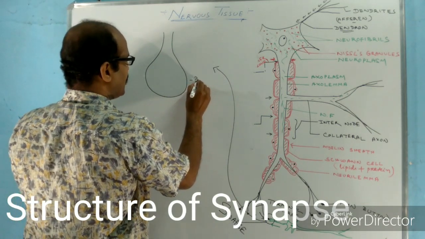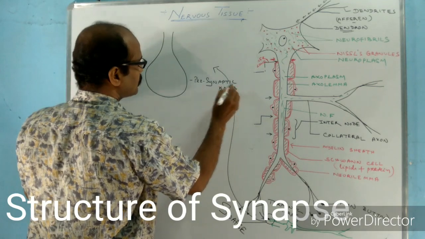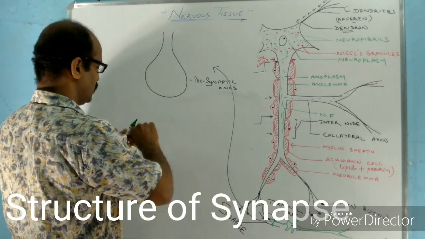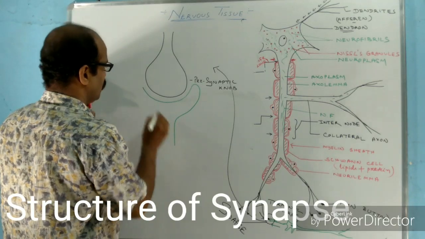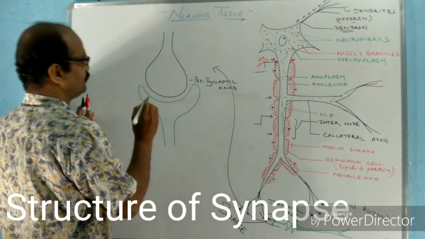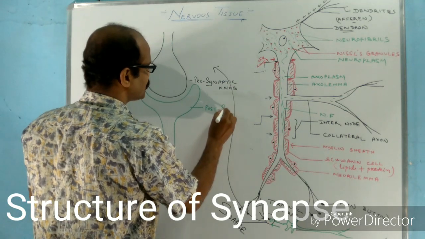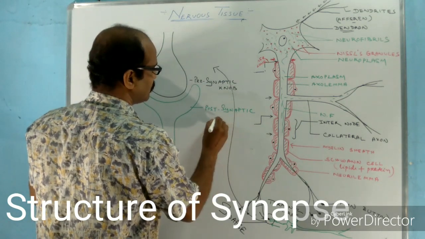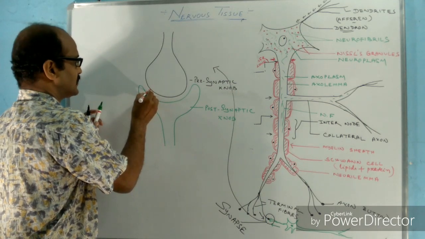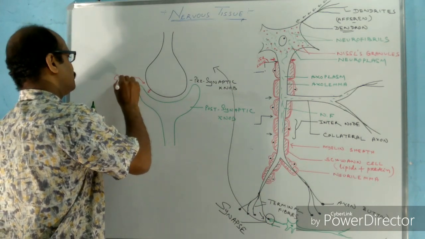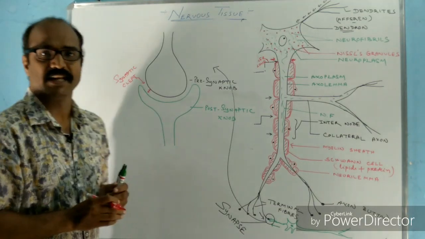This is known as the presynaptic knob. And the green color structure is the starting region of the dendron, or you can say the dendrites, which forms a cup-shaped structure and surrounds the presynaptic knob. This is known as the postsynaptic knob. In between the two knobs there is a gap, and this gap is known as the synaptic cleft.